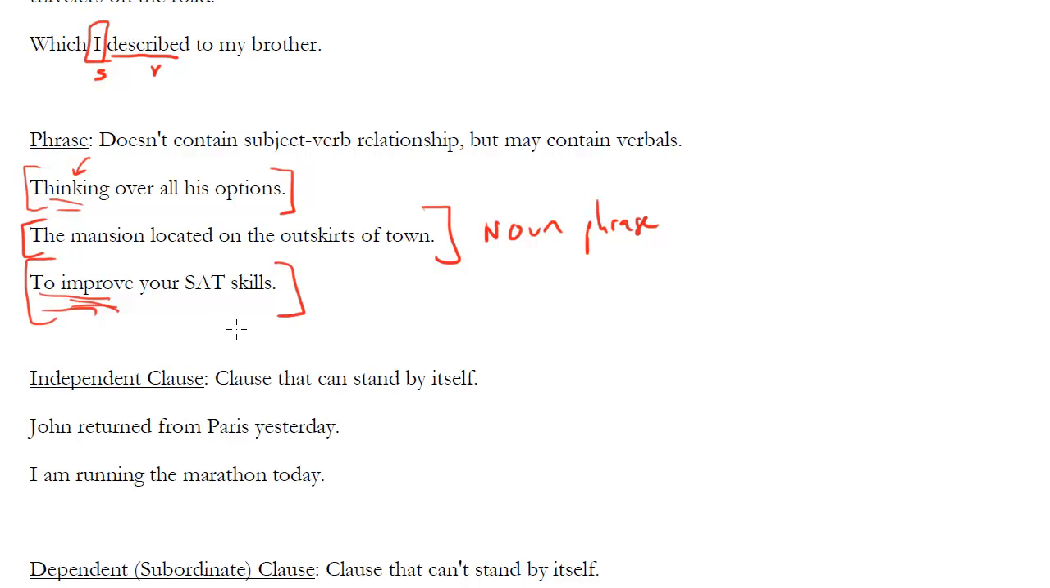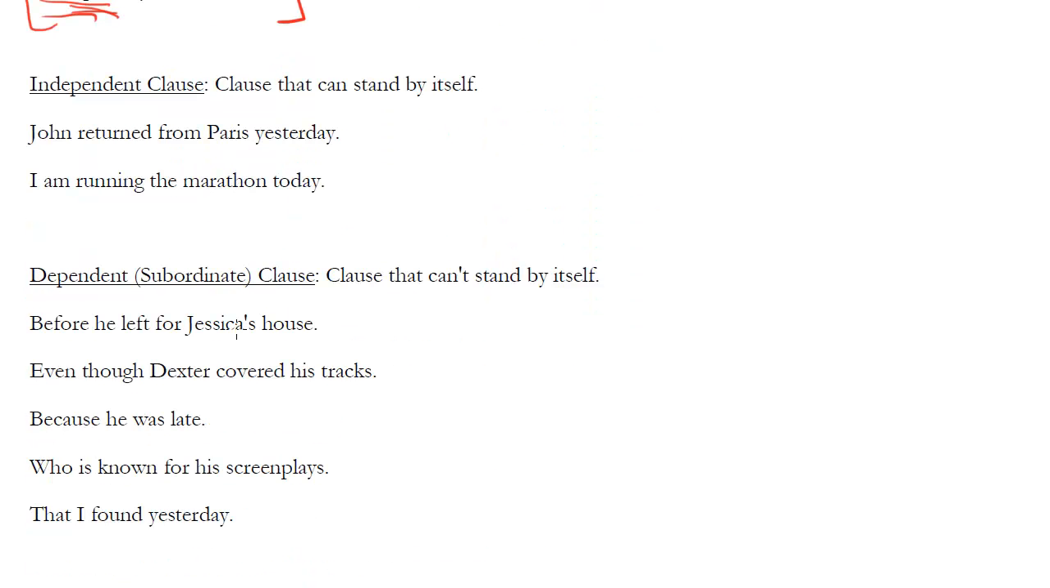So this could be a noun phrase, it could be a lot of different things, could serve as different functions in a sentence, but we know it's a phrase. Okay, so let's leave behind phrases for a bit. We're going to talk more about those later when we talk about dangling modifiers and things like that. But for now, let's look at the very important difference between an independent clause and a dependent clause.